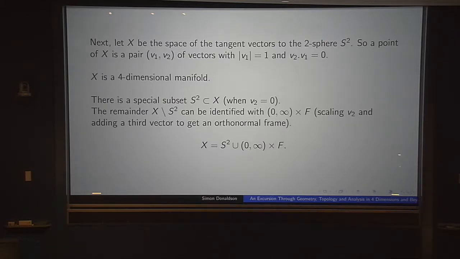Why is that? Because if v2 is not 0, we can always multiply it by a suitable scale factor to make it of unit length. And then if we have a pair of unit vectors, orthogonal, there's a unique third one to make an oriented orthonormal frame. Or if you like, we take the cross product of those two to get the third one. So we've got a description of X as the 2-sphere, sort of sitting in the middle, and then another part which is given by multiplying F, our 3-dimensional manifold, by just a set of positive real numbers given by the length of v2.